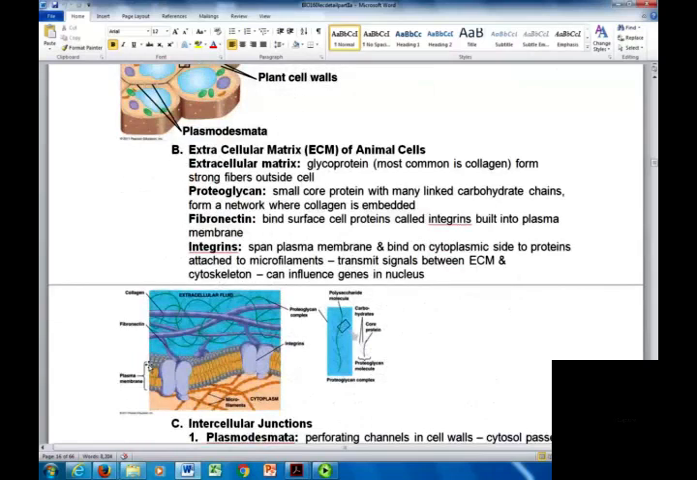So we also have extracellular material in animal cells. It's an extracellular matrix. It's going to have glycoprotein. The most common one is collagen, and it's going to form strong fibers around the outside. So in this picture here, you can see where you've got these collagen fibers. Proteoglycans are small core proteins that a lot of times are linked with carbohydrate chains that form a network where the collagen is embedded.